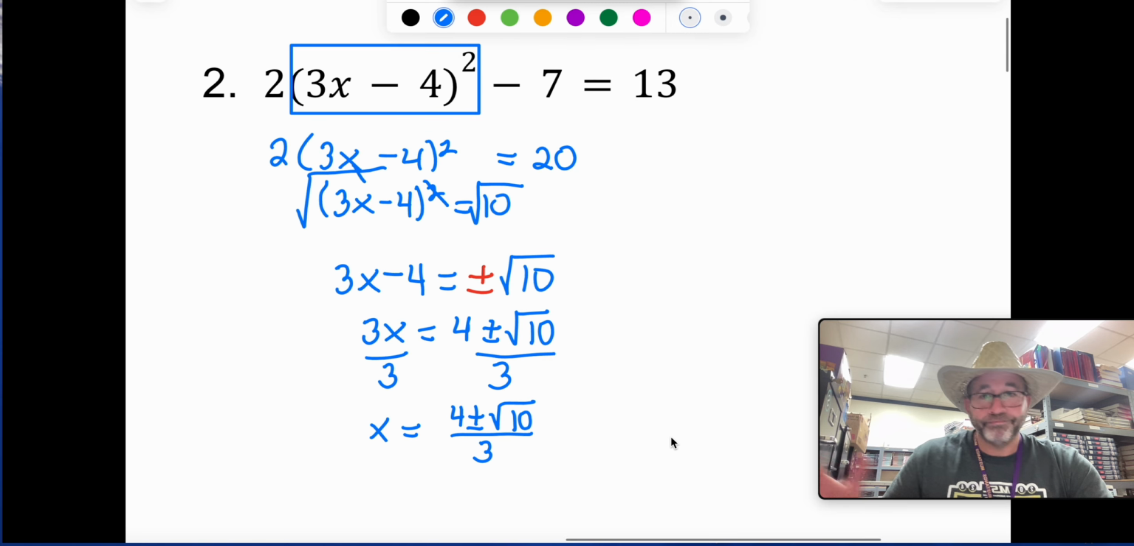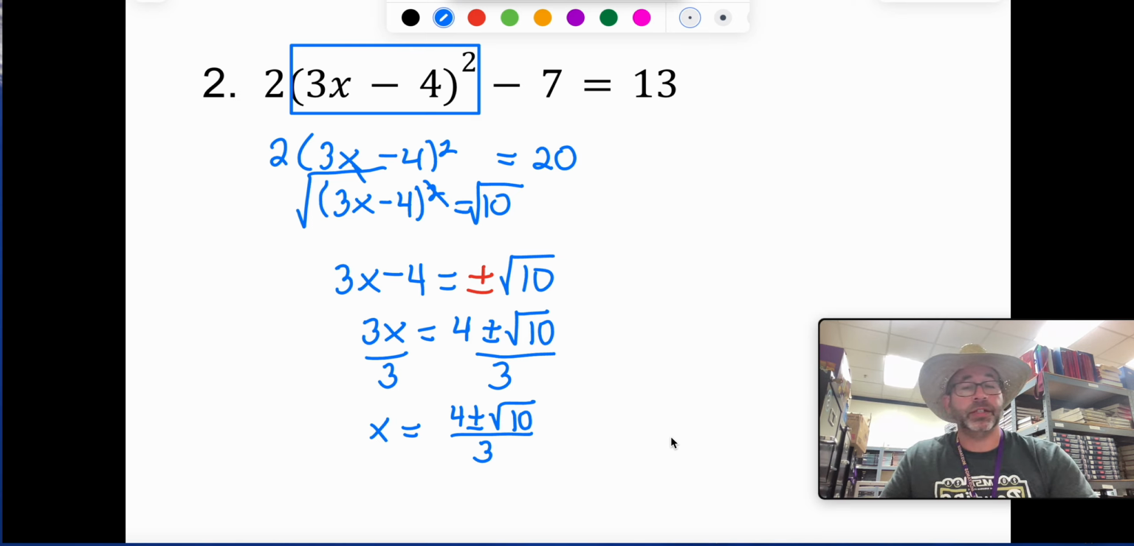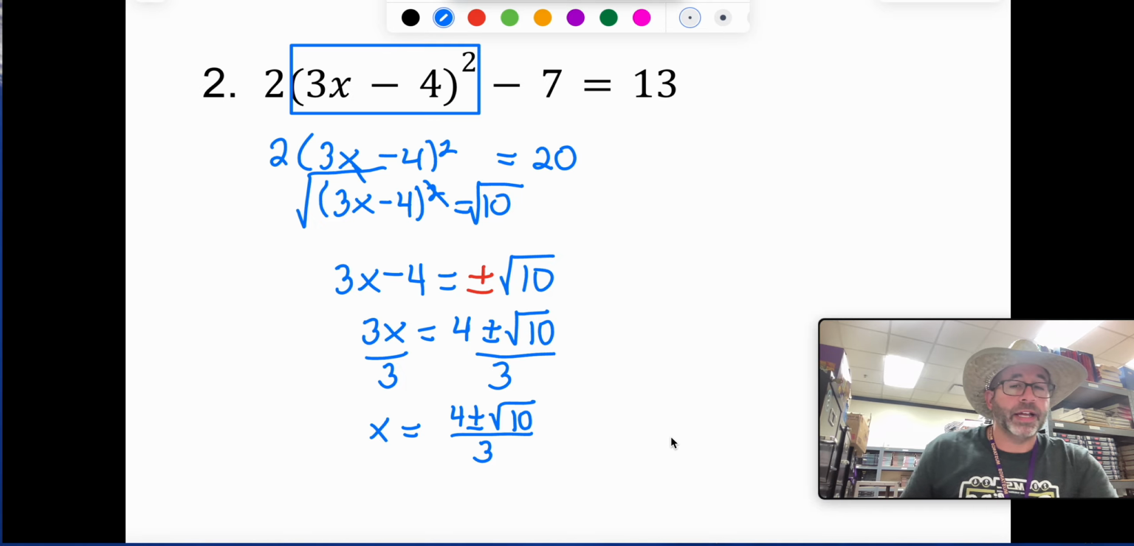It's not pretty. It is what it is. It's actually faster than if you were to do the quadratic formula or try to actually square it out first and then go from there. But this is our answer overall.